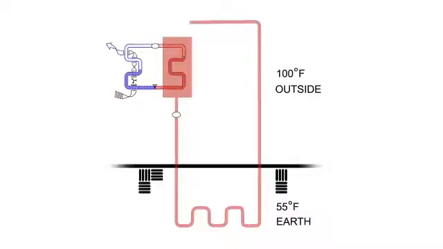The compressor simply doesn't have to create the level of high pressure required to condense in 100-degree air when the condenser is instead bathed in 55-degree water. In a geothermal system, then, it is said that we are utilizing the Earth rather than the air as a heat sink.